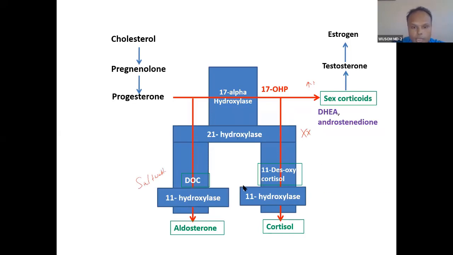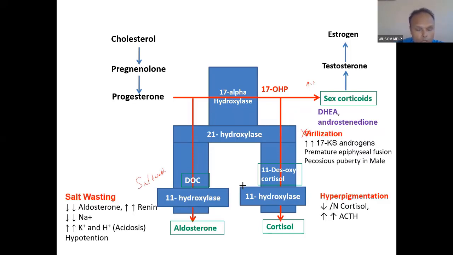You know the presentation. In salt wasting, aldosterone will be low and renin will be high, so renin can be a test for this. Sodium will be low, and these are the laboratory tests you can see. Blood pressure will be low. So this is salt wasting, and it can be lethal if the enzyme is completely absent.